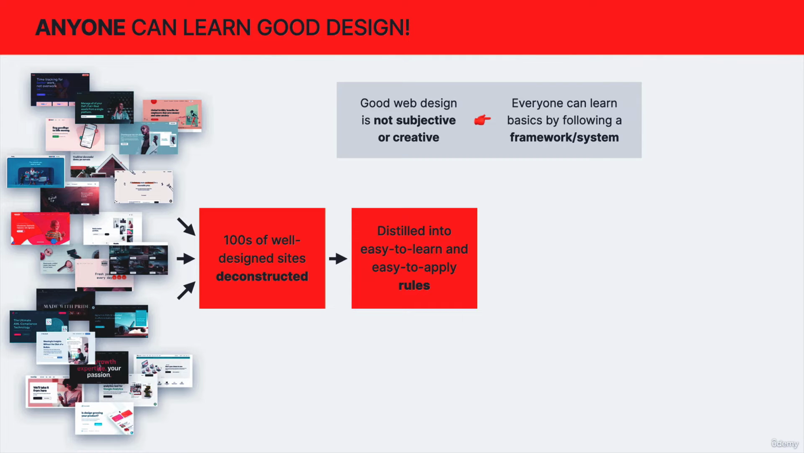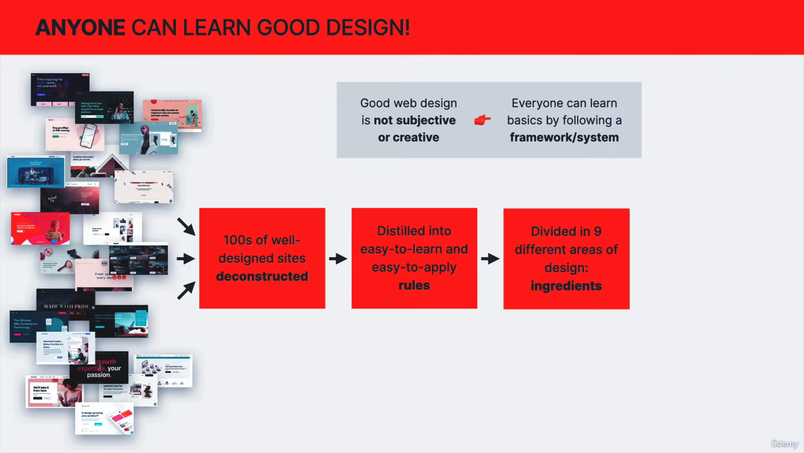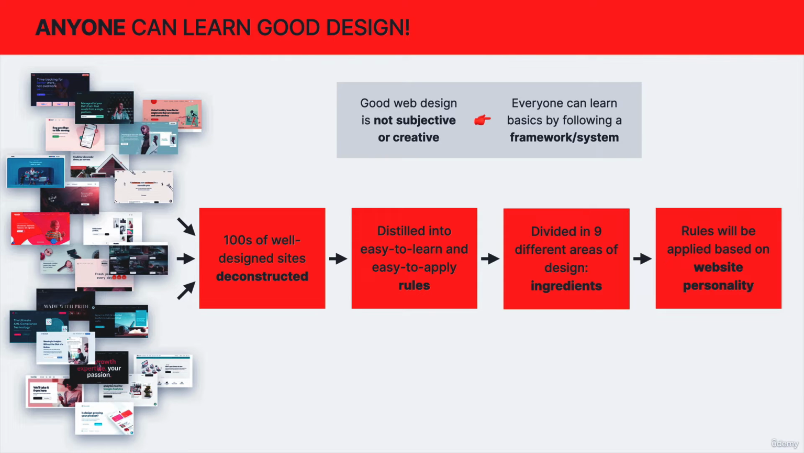Now, these rules are divided into 9 different areas of web design, which I call the ingredients. And you will see what the ingredients are in a minute. But what matters is that there are many different rules for each of these ingredients, and once you have the rules, you will then be able to apply them to any website based on something that I call the website personality. But more about that also a bit later in this lecture. For now, let's take a look at what I call the ingredients of web design.